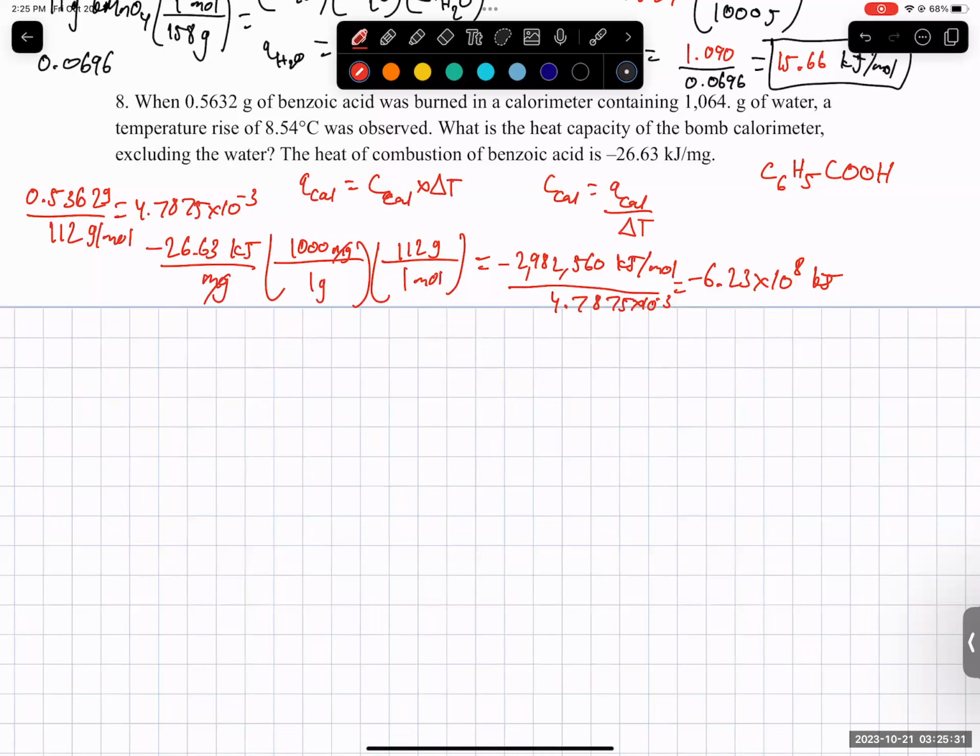So this is Q of the reaction, right? How do we get from Q of the reaction to Q of the calorimeter? With the sign. So 6.23 times 10 to the 8th kilojoules. This is our Q of the calorimeter. And all we're gonna do here, since we're solving for C-cal, is divide by the delta T, 8.54. But is this what we should be doing?